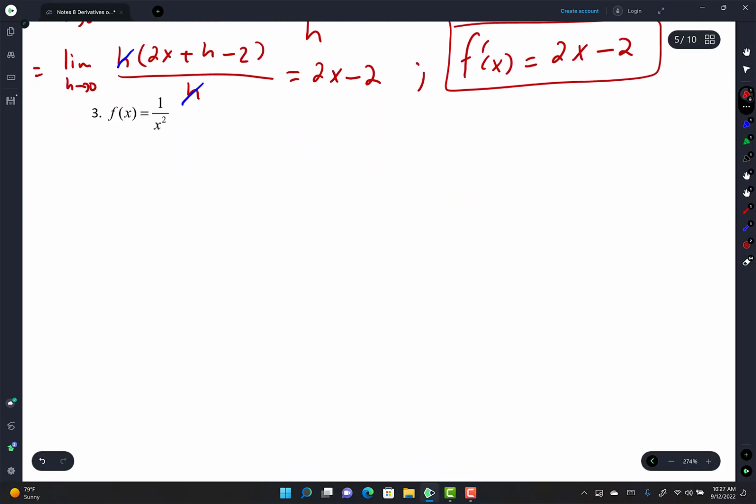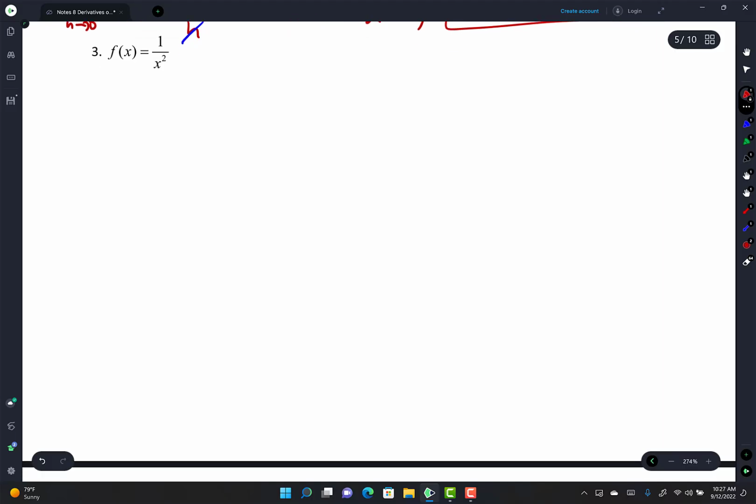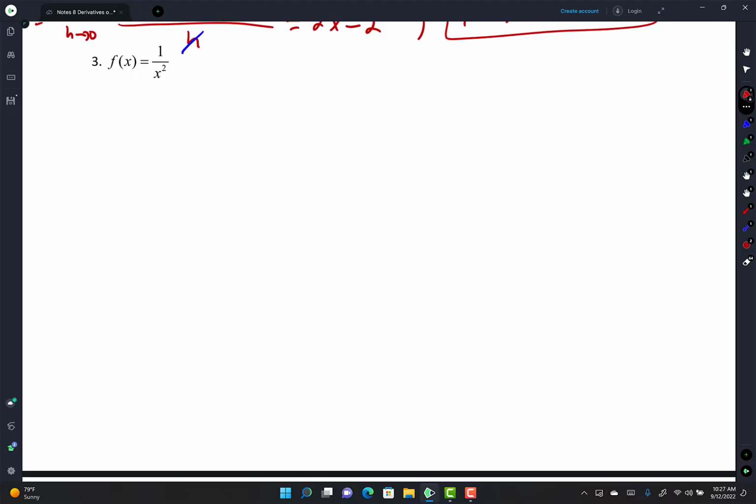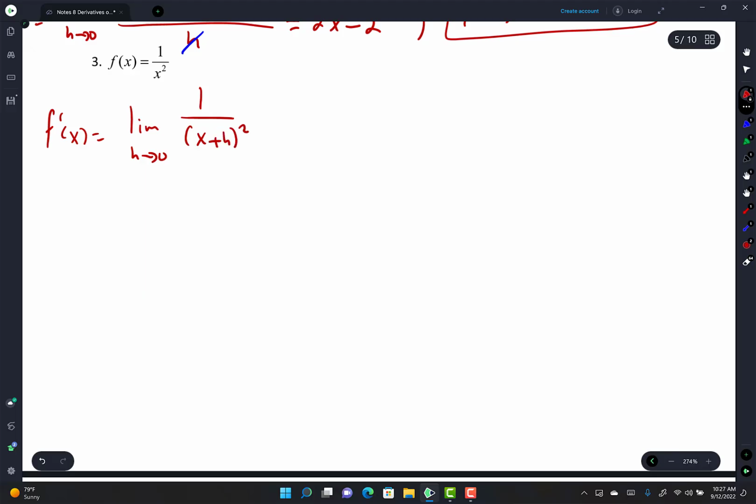All we're doing is practicing. Number 3. I don't think it's going to need that much space, so I don't know why I gave this one a lot of space. Here we go. F prime of x is equal to limit as h approaches 0 of 1 over parenthesis x plus h close it squared minus 1 over x squared all over h.